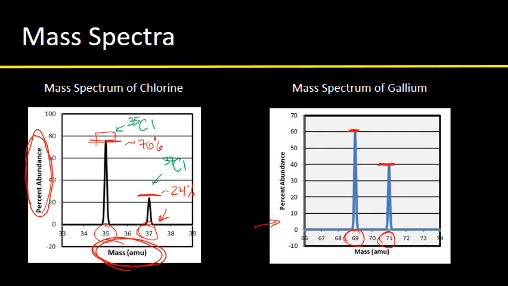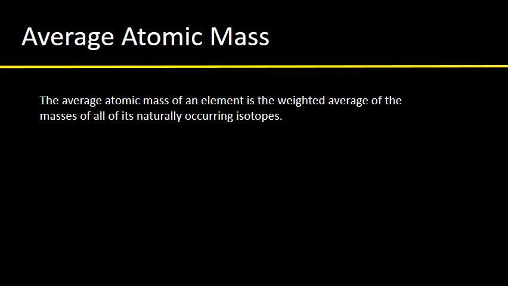All right, and then what we can do is, based on these mass spectra, we can calculate what the average mass of an atom is for any particular element. So the average atomic mass is a weighted average of the masses of the isotopes in that mass spectrum, right? And what we mean by a weighted average is that instead of just averaging, for example, chlorine, there were some atoms with a mass of 35 AMU and some with a mass of 37 AMU. If you average those two together, you get 36, right?